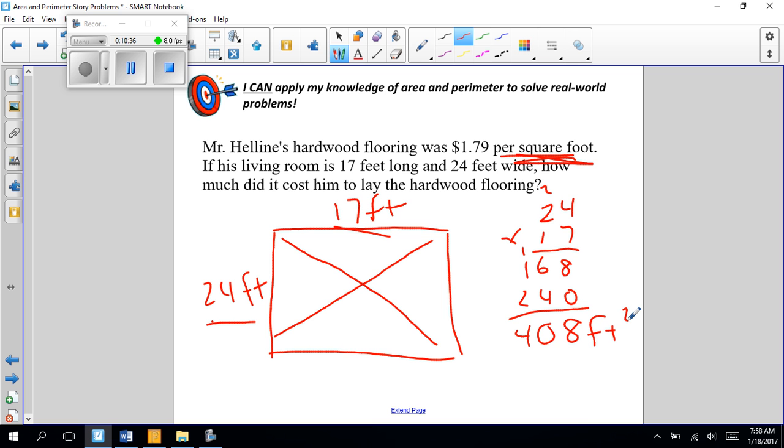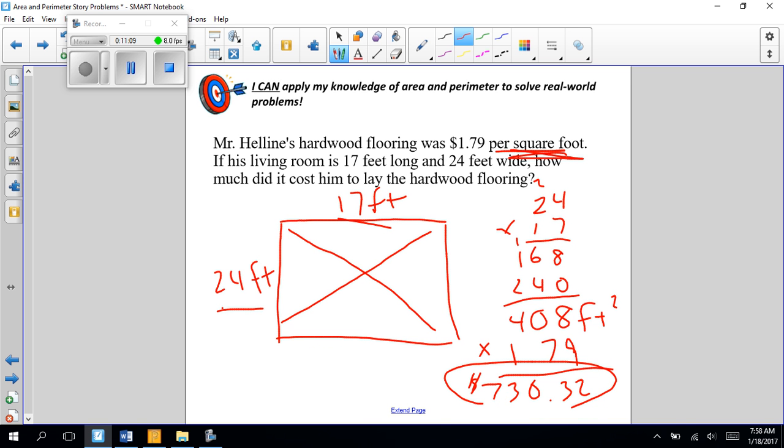So it's $1.79 per square foot. So if I have 408 square feet, I need to multiply that by 1.79 to figure out what my total money is. I'm going to cheat on this one. I'm getting the calculator out. So I have 408 times 1.79. That gives me $730.32. So just for the living room, laying that flooring would cost $730.32.